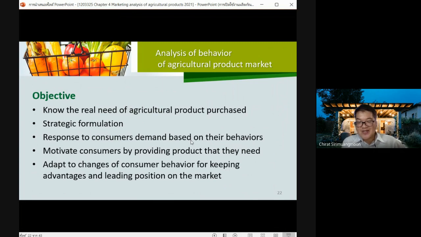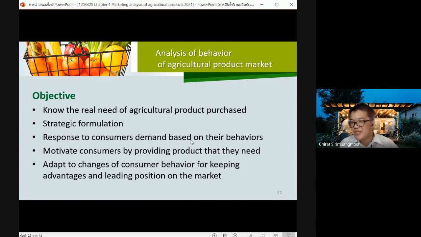So the last one is actually, after you have analysis of the behaviors of the agricultural products market, you will know what actually the consumer wants. And if you know what the consumer wants, you can keep the market share, you can keep the position that is good for you.